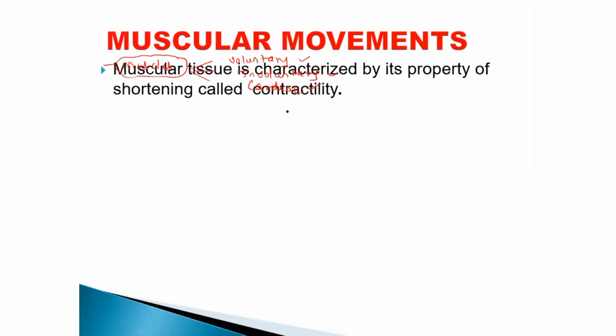Now when I say muscular movement, it is connected with the word muscles. We all have studied in animal tissue chapter that there are three types of muscle. One is called voluntary muscle, second is involuntary muscle, and the third is cardiac muscle. So muscular tissue is characterized by a very important property, that is contractility. The muscles have the ability to contract. Remember, muscles can only pull, but they cannot push.